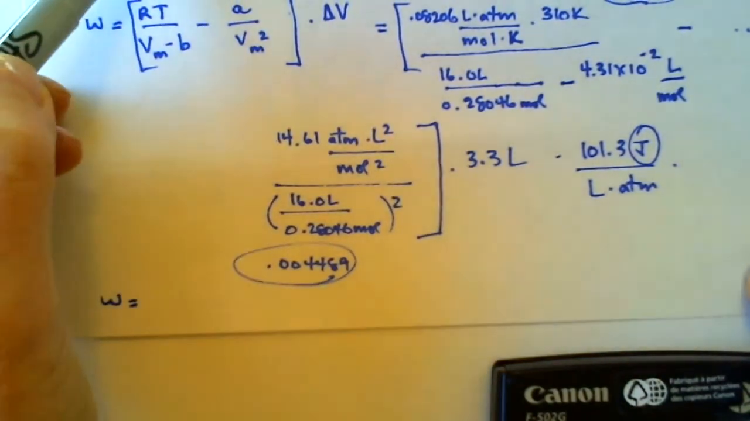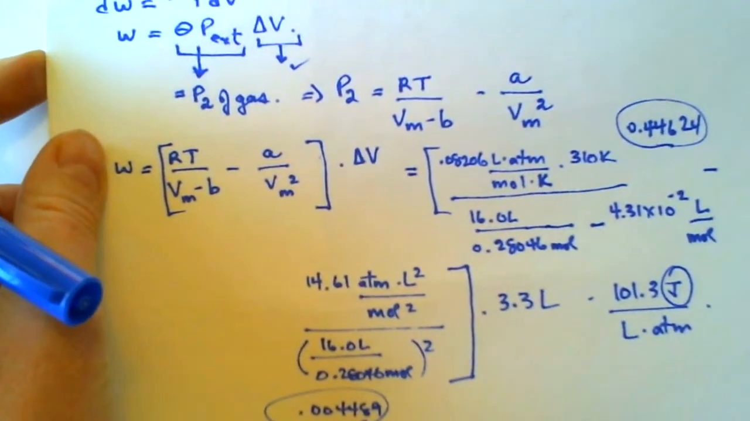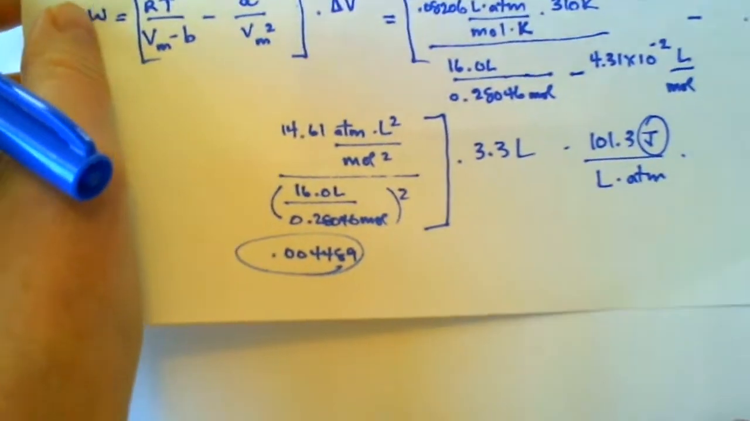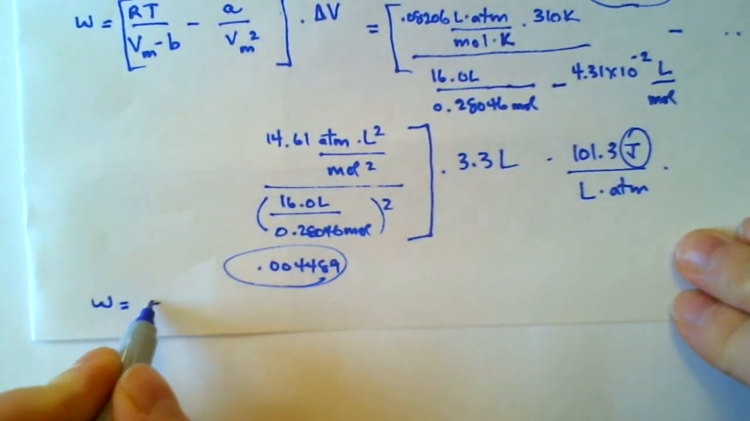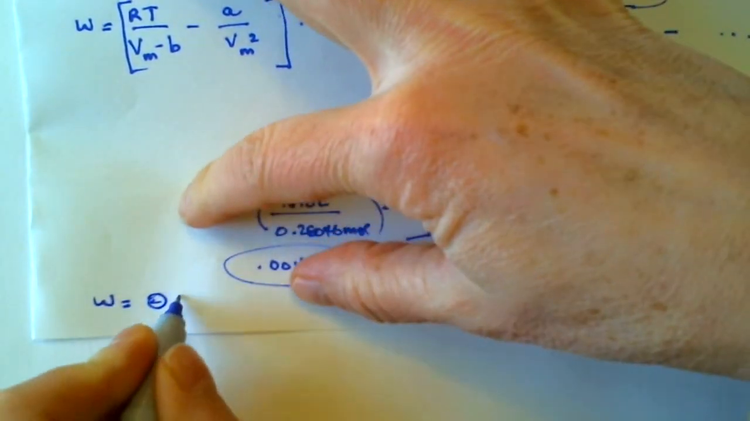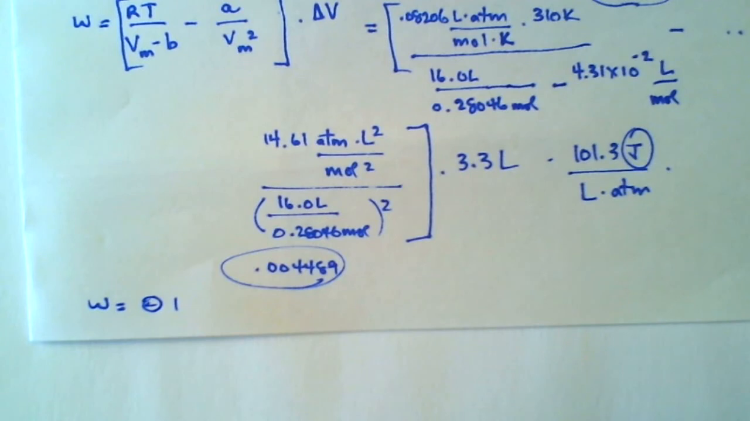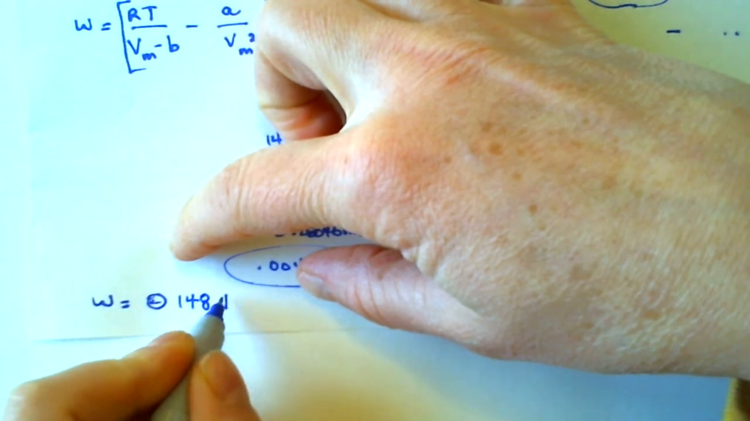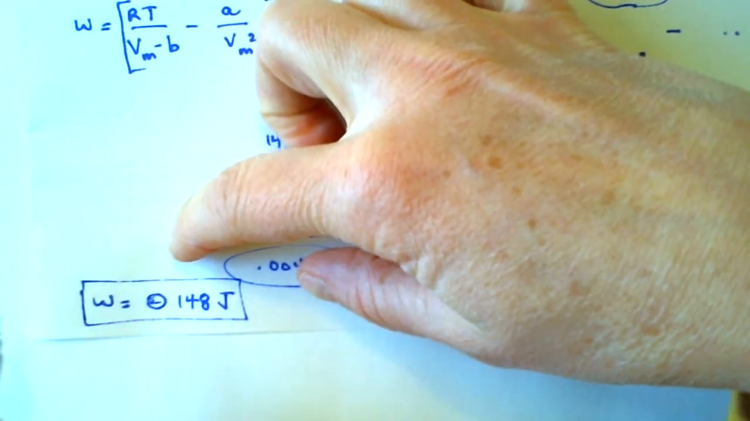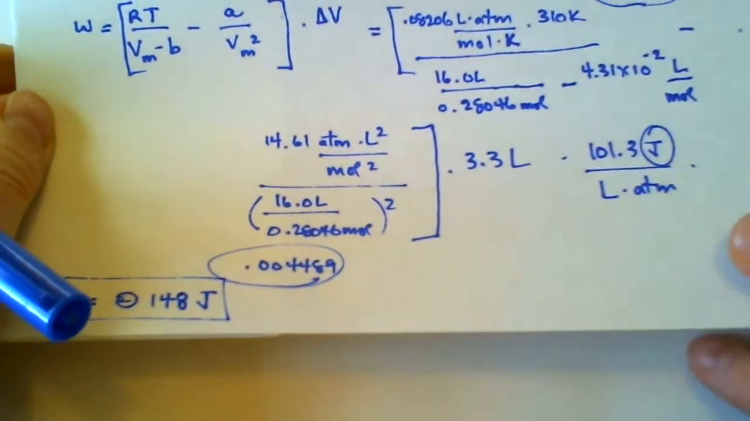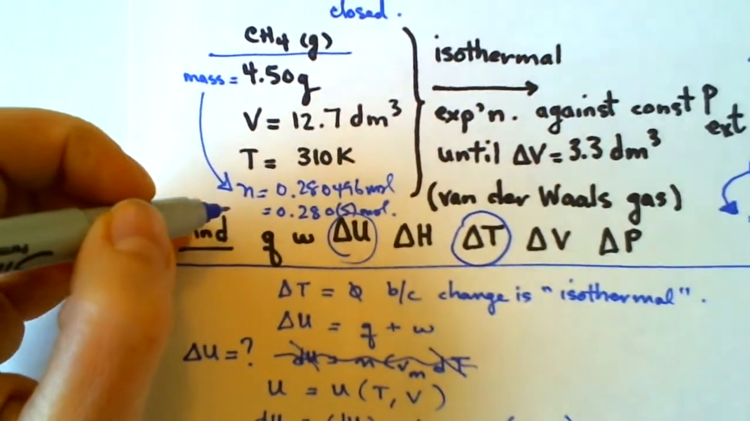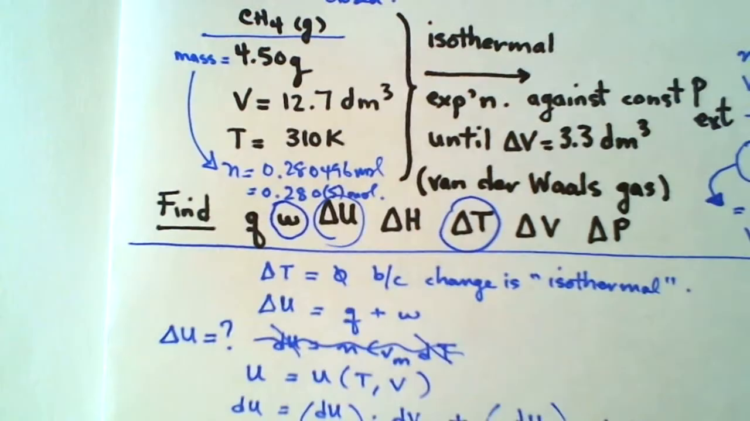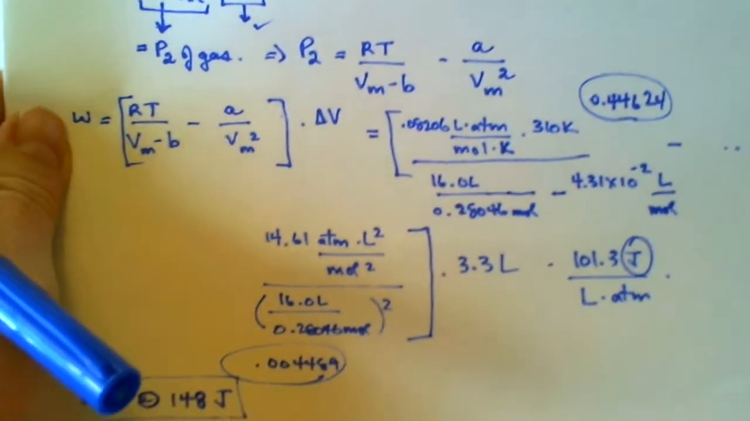And I want to go all the way back here and remind you that that negative sign needs to be carried through. And so work is a minus. The answer is 147.67, so I'm going to write it as 148. And that's my value for work. Okay, bring this back down. So now I have work, and Q plus W is delta U. So now I can find out what Q is.